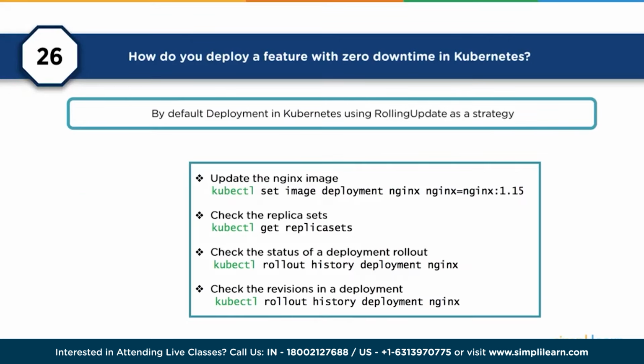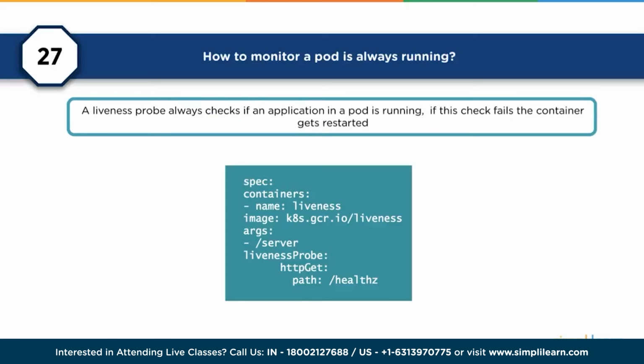So how do you deploy a feature with zero downtime in Kubernetes? Well, Kubernetes is designed to be able to roll out applications with zero downtime. And here we have 4 examples using the rolling update as a strategy for zero downtime deployments in Kubernetes. Again, memorize one of these so you can actually illustrate how you use rollout to be able to deploy a zero downtime solution.